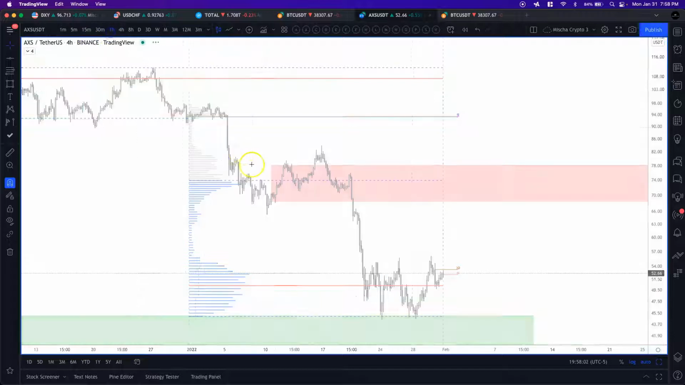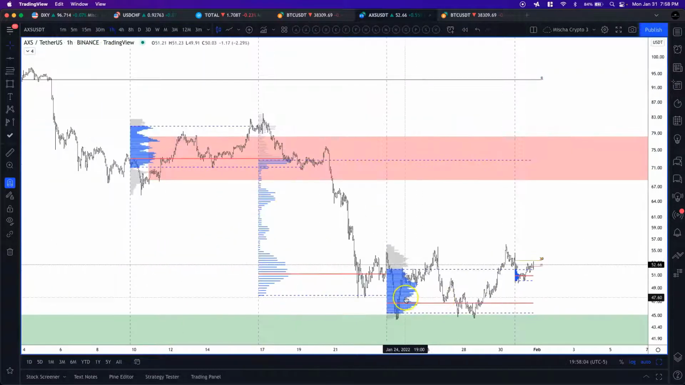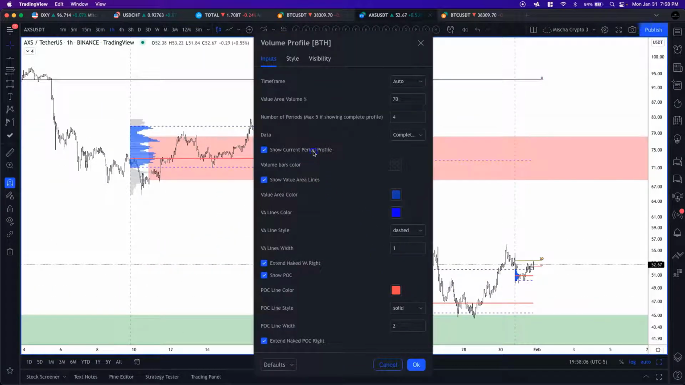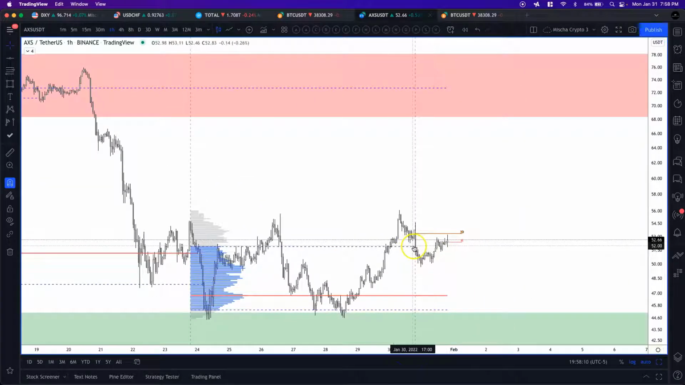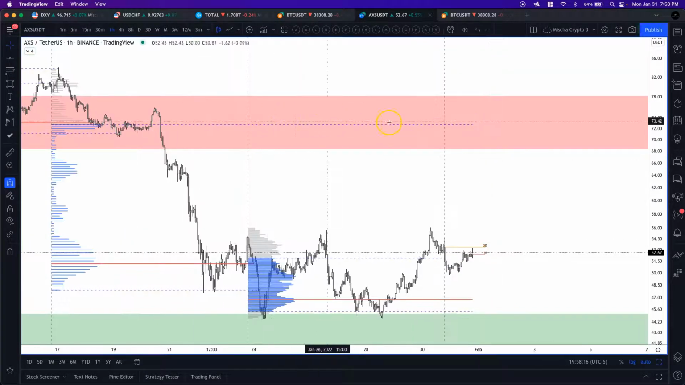Now when we look at the weekly profiles, we can see that we are just above last week's value area high. As long as we stay above that, we are good for potentially reaching up to this area, where 2 weeks ago's value area high lines up with that as well. So there's a lot of confluence up here, and not a lot of resistance between current price and this area. So this is looking a lot more bullish than RVN.